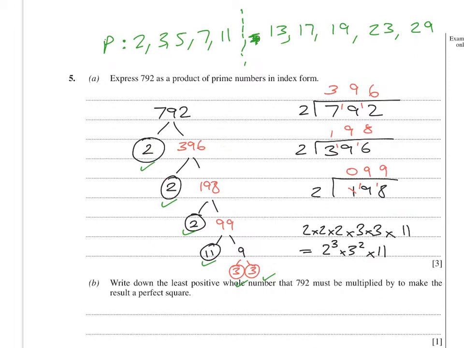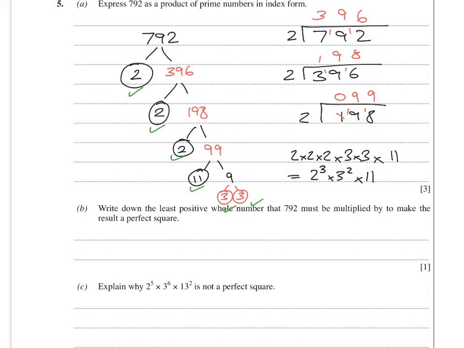Your tree for getting at least 3 correct branches will get you 2 of those 3 marks. The next question says, write down the least positive whole number that 792 must be multiplied by to make the result a perfect square. So I'm just going to write out what it was in index form again. So 2 cubed times by 3 squared times by 11. Okay? We are looking for any of these numbers that have got odd powers. So this has got an odd power, so I need to multiply it by 2. This has an even power.